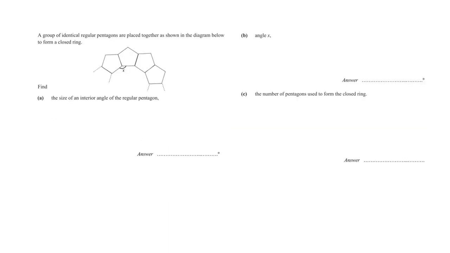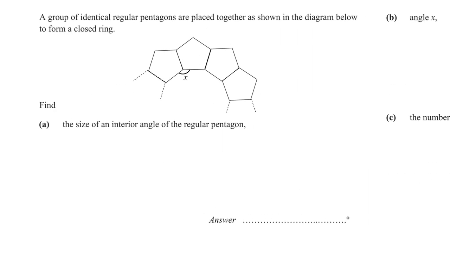Hello everyone, welcome to this question where we are given a group of identical regular pentagons. This means that all the sides are equal, all the interior and exterior angles are equal to each other. Okay? And they form a closed ring. Find the size of an interior angle of a regular pentagon. Pentagon, as you can see from the diagram itself, has 5 sides.